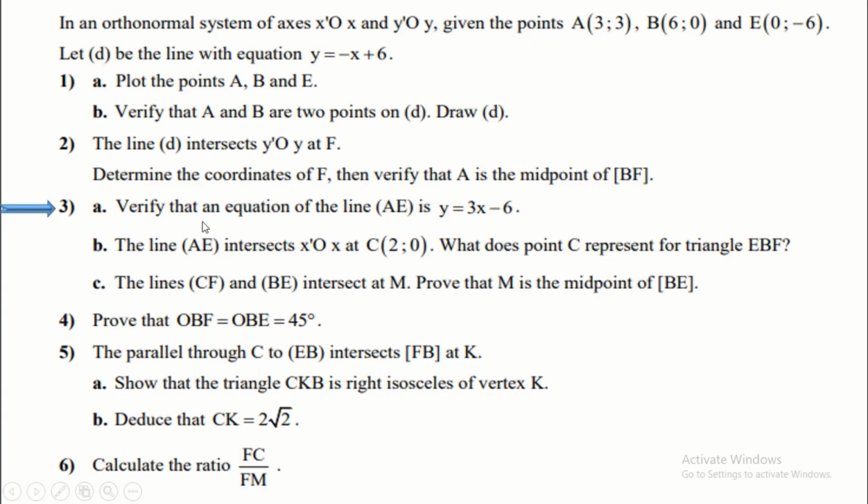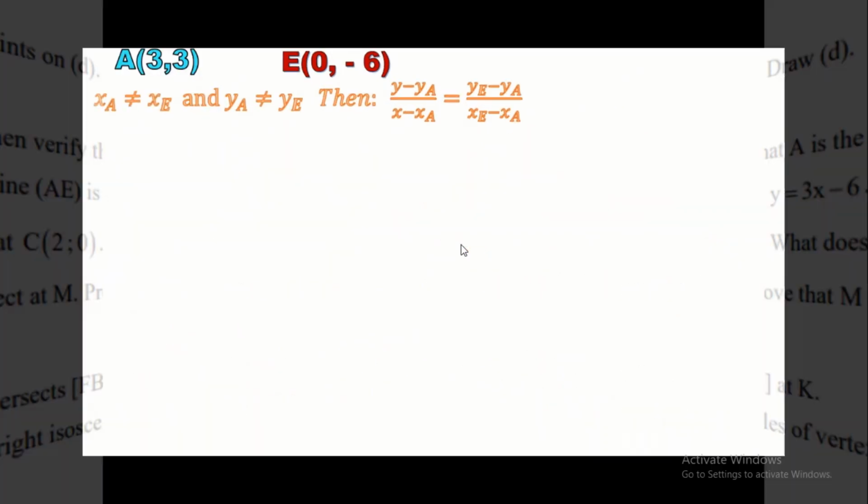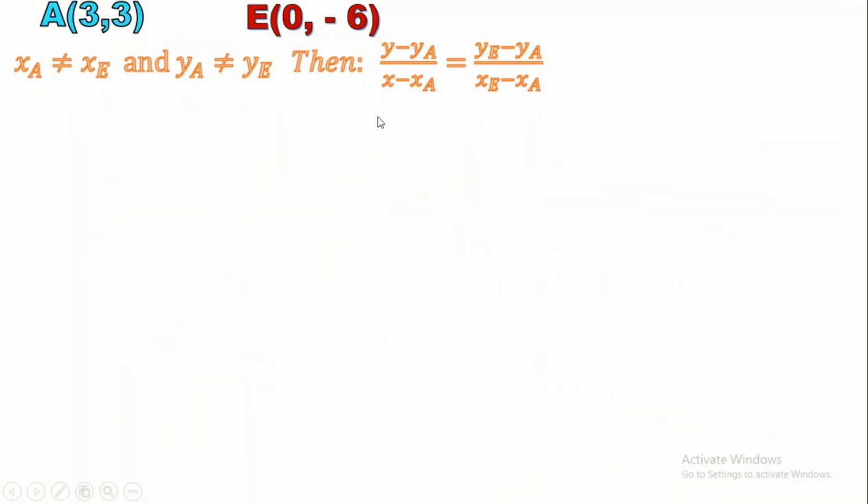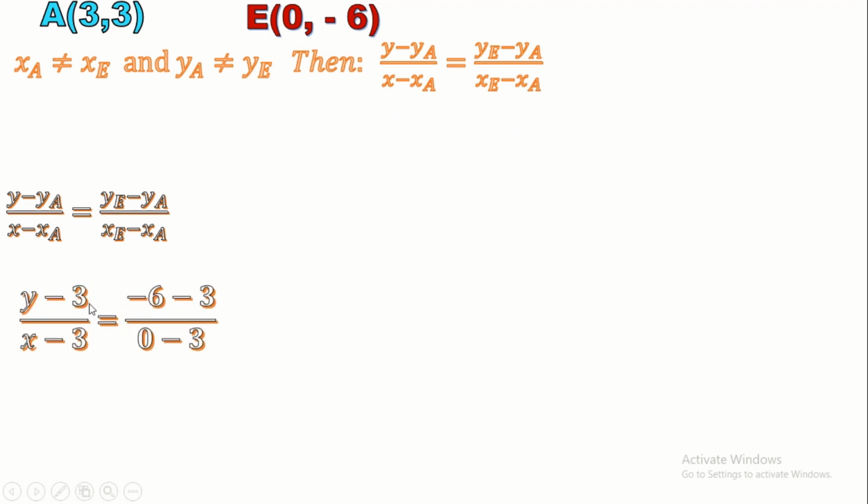Now verify that the equation of the straight line AE is y equals 3x minus 6. Something very important here, we should just find the equation. If our answer is correct, it will be y equals 3x minus 6. We have several methods to find the equation. We can either use the rule (y minus YA) over (x minus XA) equals (YE minus YA) over (XE minus XA). We have the coordinates, we just replace them by their values and solve.